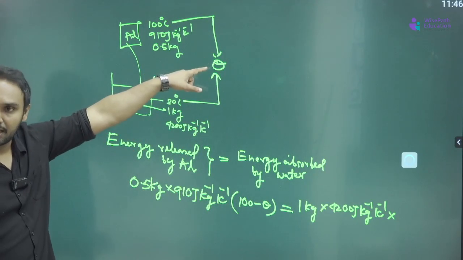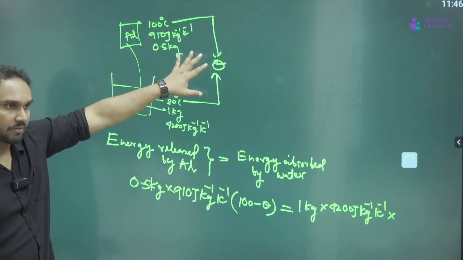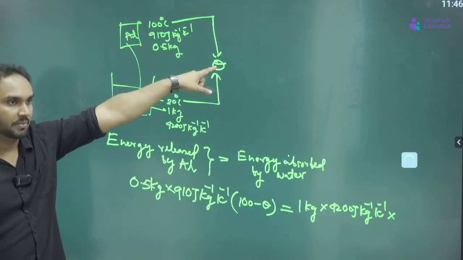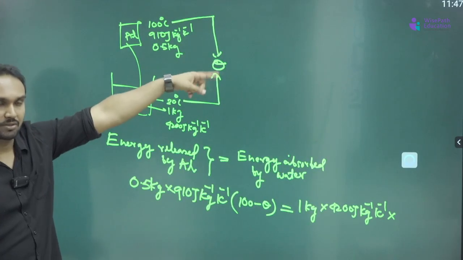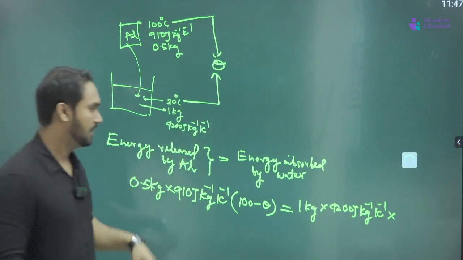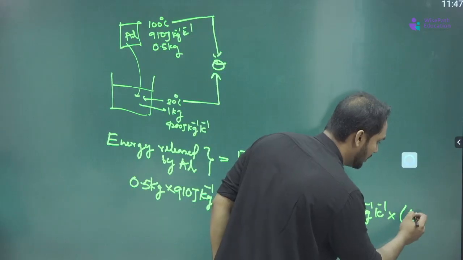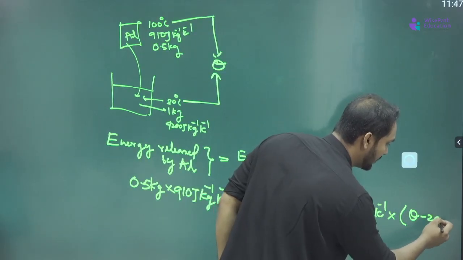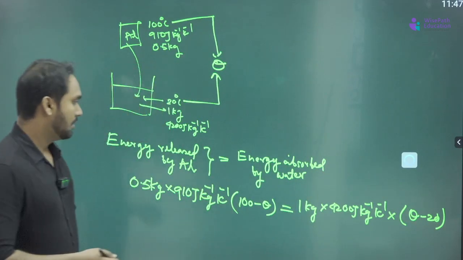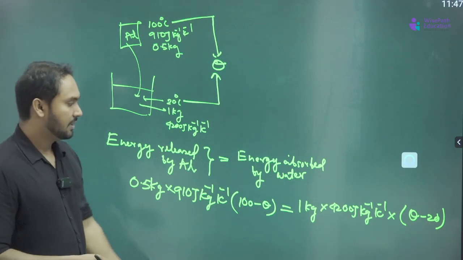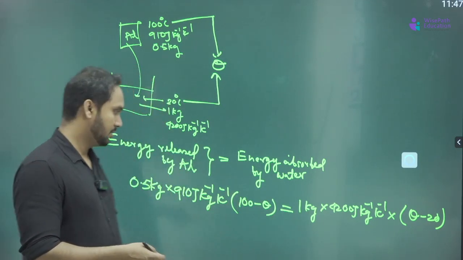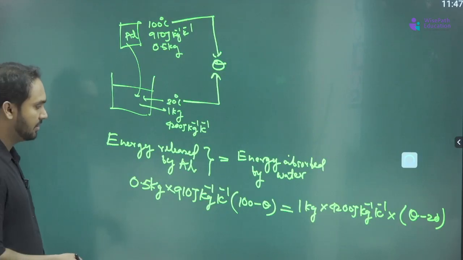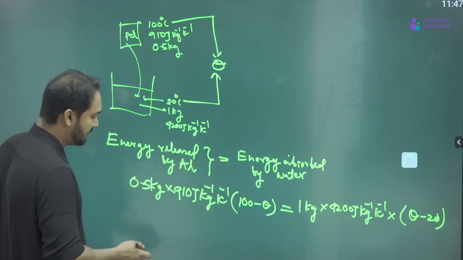Now theta is the higher temperature. So always remember, you have to deduct the low temperature from the high temperature. So it should be theta minus 20, right? That is important. Theta minus 20. So now the only unknown factor here is what? The final temperature. That is what the question is asking for, right? So you simplify it, you can find the final temperature.